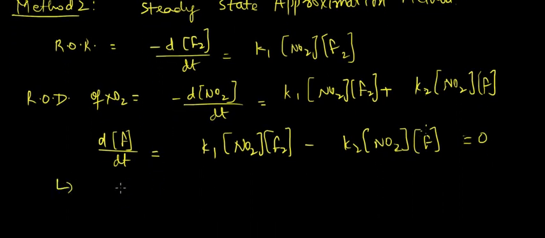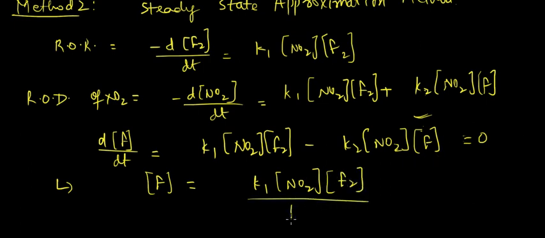So we can write from here that the concentration of F would be K1 times NO2. We are taking it from here, just shifting it to the right hand side of the equation. So it should be K1 NO2 F2 divided by K2 NO2.